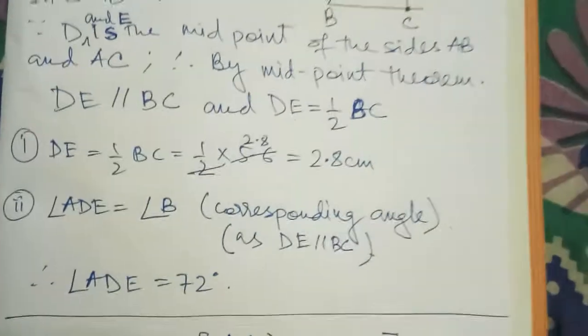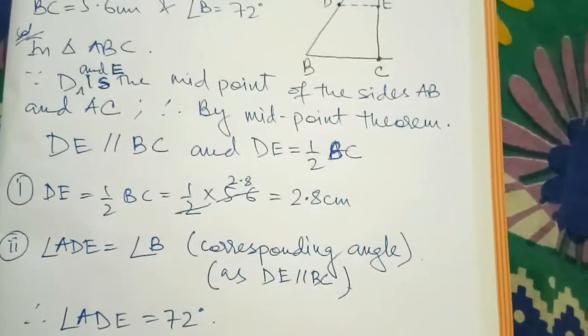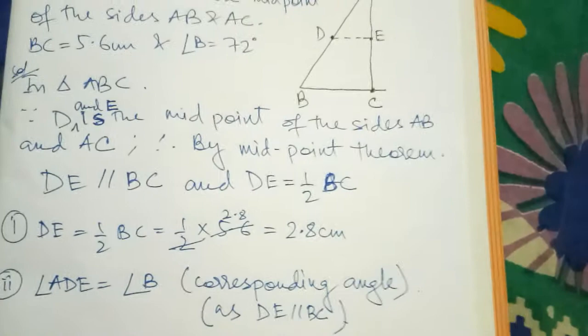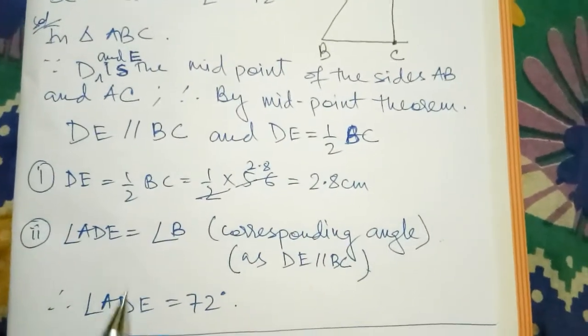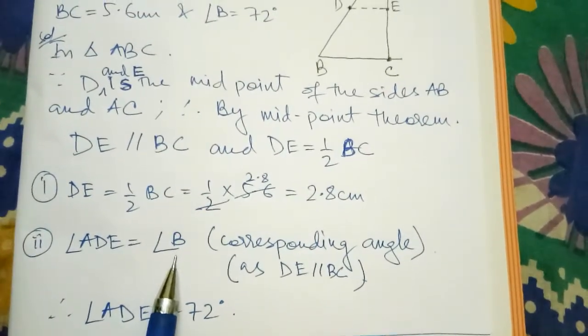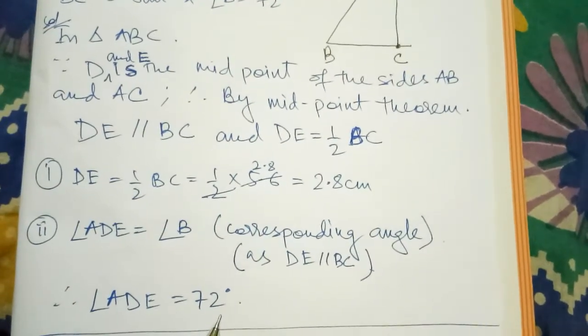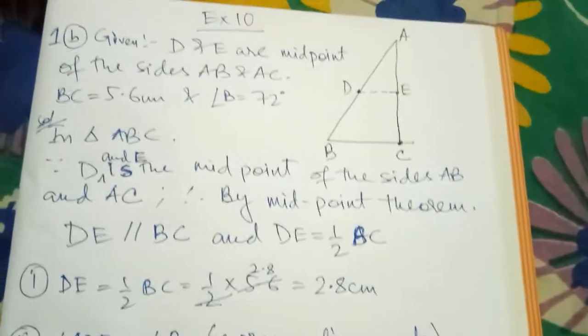I can write that because they are corresponding angles. Why corresponding angles? Because this line and this line are parallel. Now the value of angle B is already given as 72, so angle ADE equals 72 degrees. I hope you have understood this question.